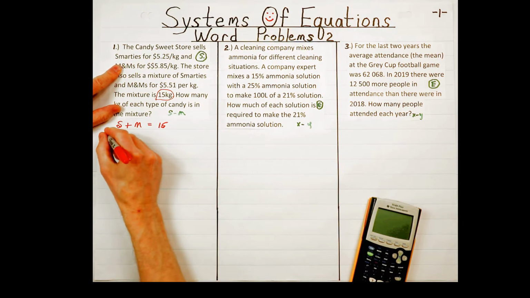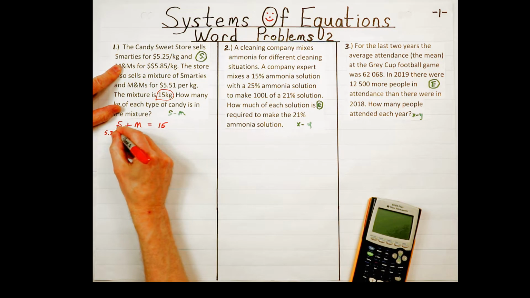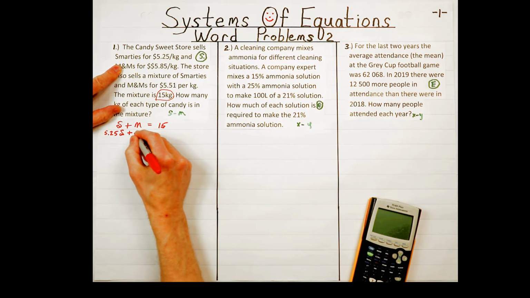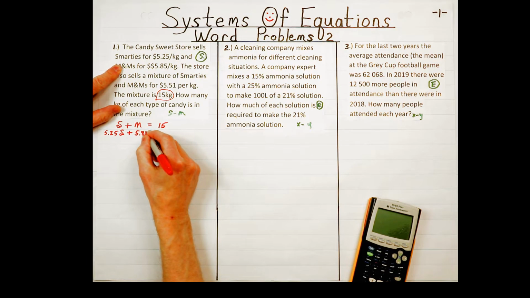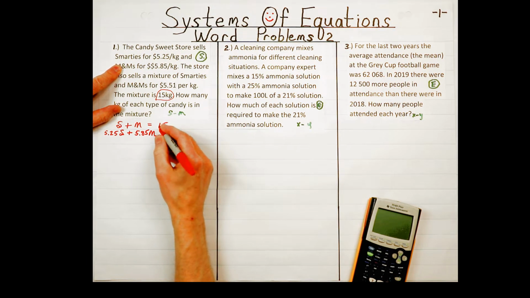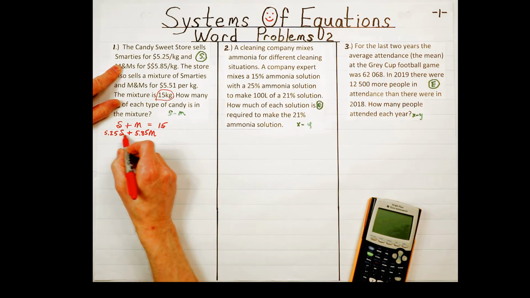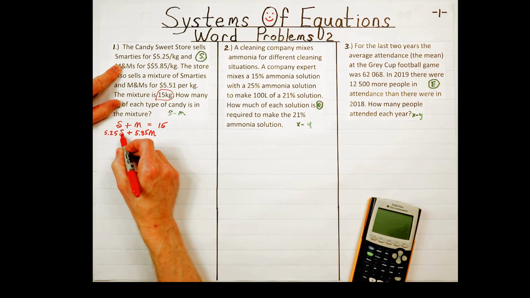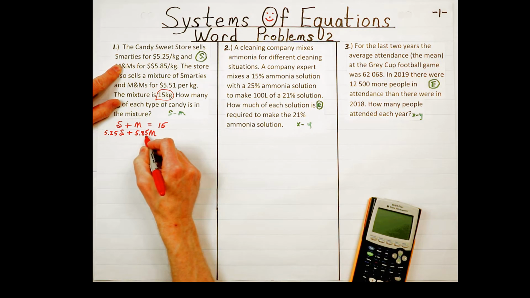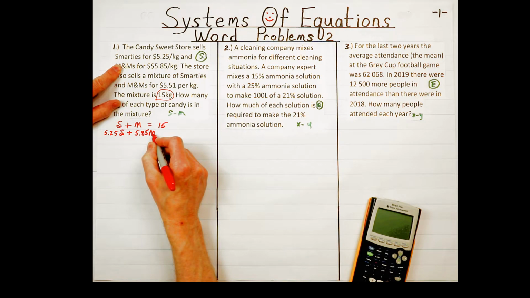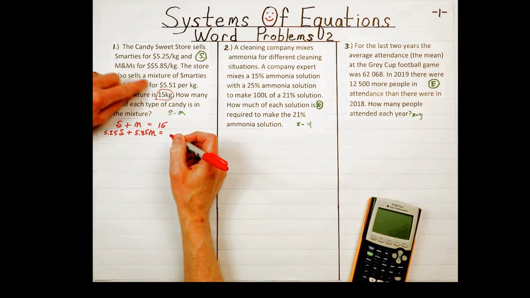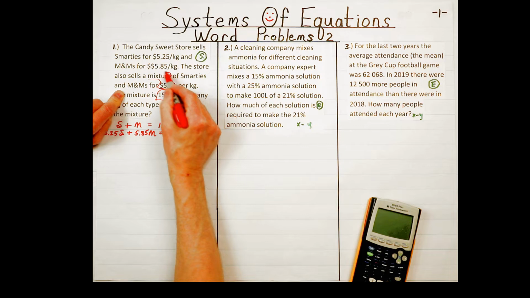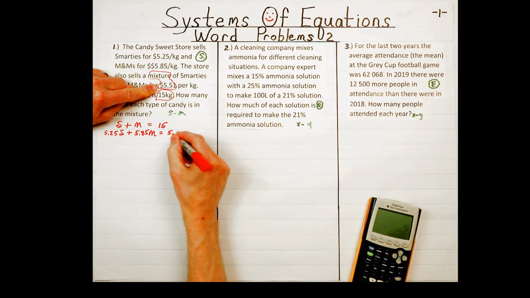Okay, so Smarties are $5.25 per kilogram, and M&Ms are $5.85 per kilogram. And in this equation, this would stand for $5.25 times the total number of kilograms of Smarties plus $5.85 times the total number of kilograms of M&Ms is equal to, we have a price for the mixture. It says the mixture is $5.51.